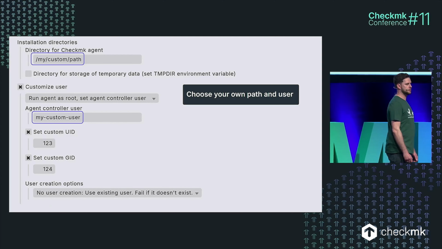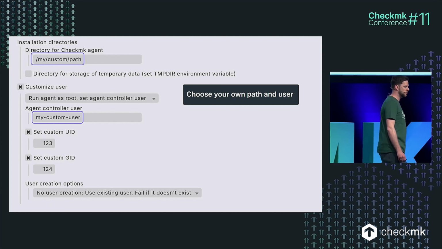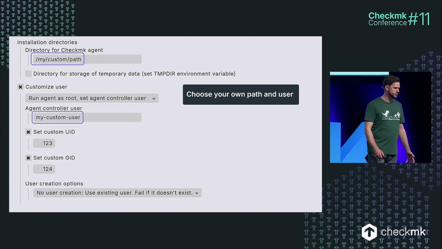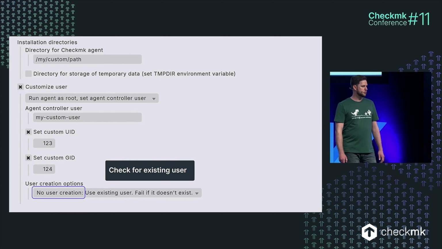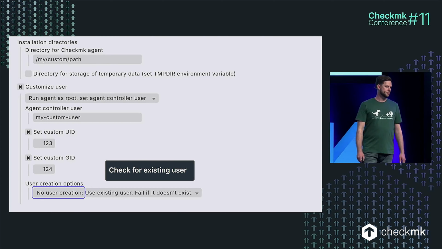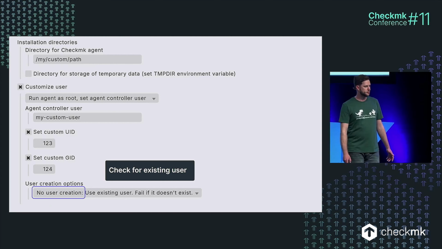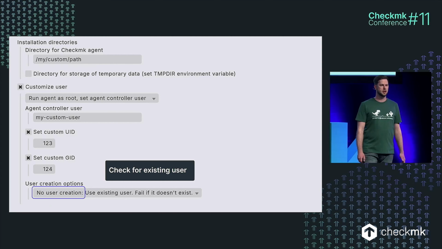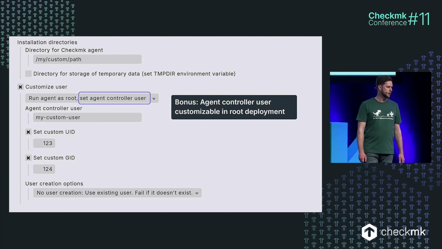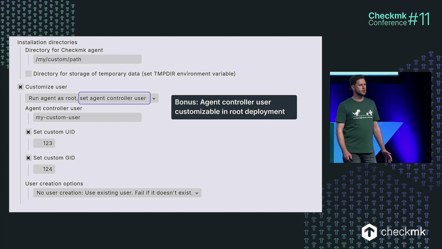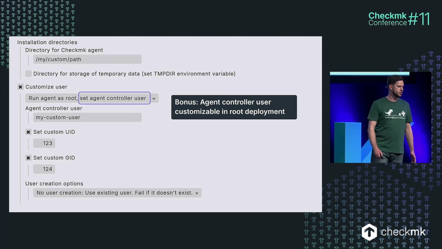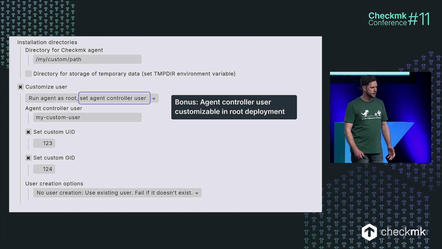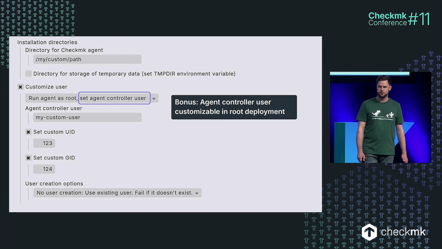This is another example. We can choose our own path and user, but we knew that already. We can also forbid the creation of a new user. The installation scripts will then check for existence, including UID and GID if set. And there's one little bonus to catch here. We can also configure the agent controller user in root deployment mode. Again, with the same options.